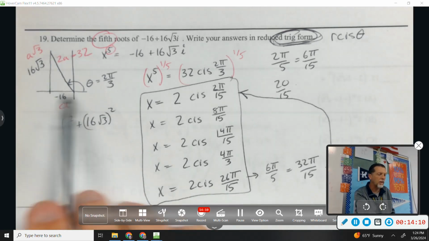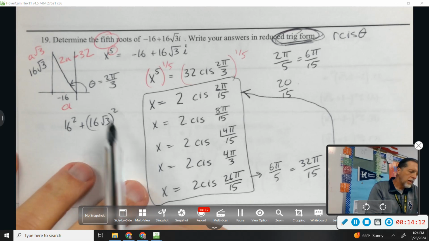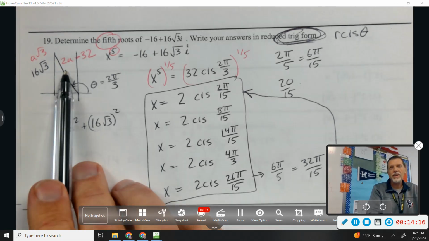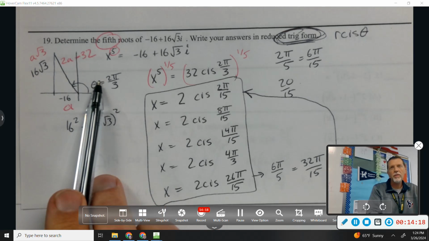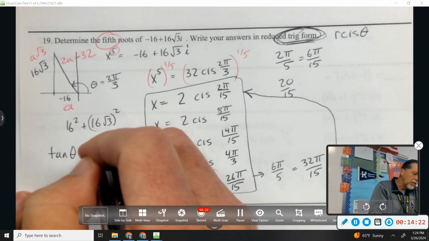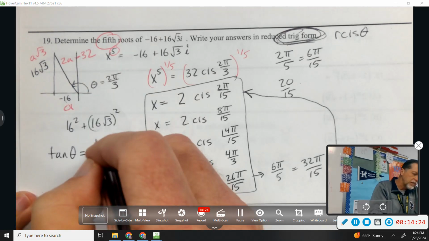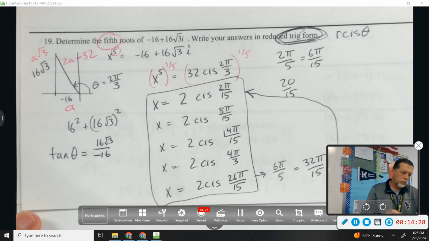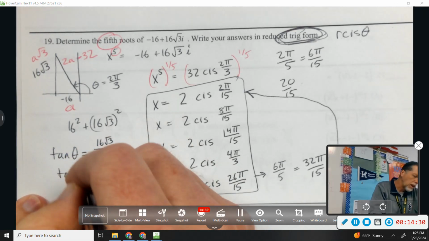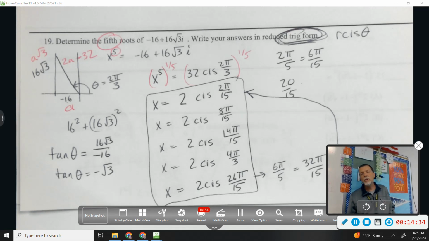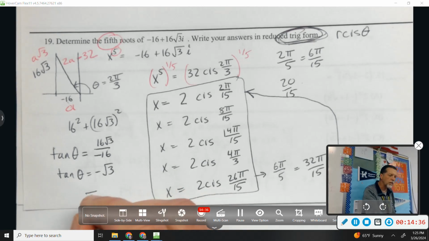Oh, way back here? So I did it very unofficially. I saw that this was a steep angle in the second quadrant, so I went with 2 pi over 3. The more official way to go would be to say tangent of theta is opposite over adjacent, which would reduce to negative square root of 3.